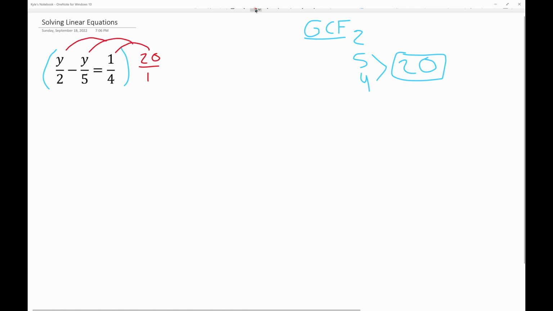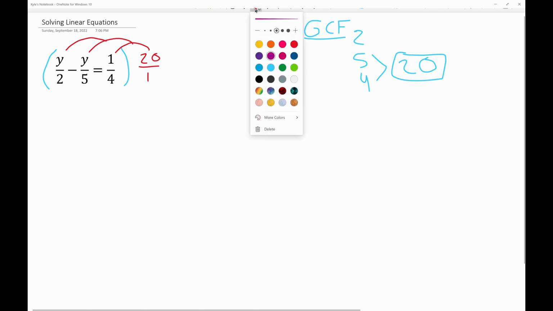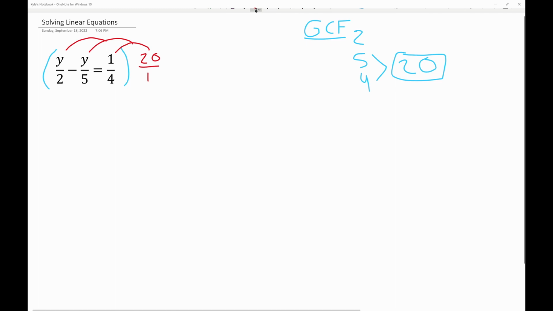So what that's going to look like on the next step is this. We're going to end up with 20y over 2 minus 20y over 5. And lastly, we're going to have 20 over 4.